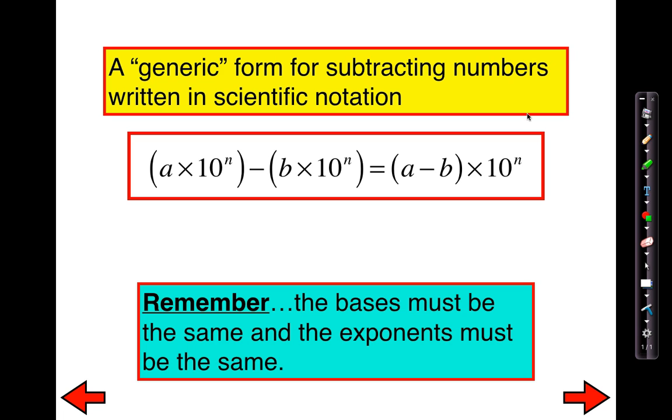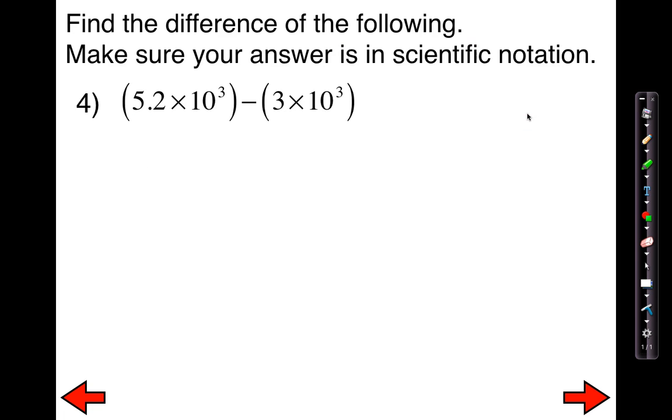So just remember, the bases and the exponents must be the same, okay, before you start adding the coefficients or before you start subtracting the coefficients. So here, let's go ahead and practice some subtraction. Here, since the base and the exponents are the same, I can go ahead and just subtract the coefficient. So here I'm going to set it up as 5.2 minus 3 times 10 to the third power. So I'm just keeping the base, keeping the exponent.